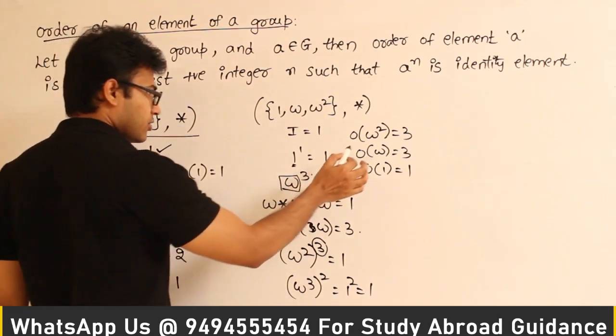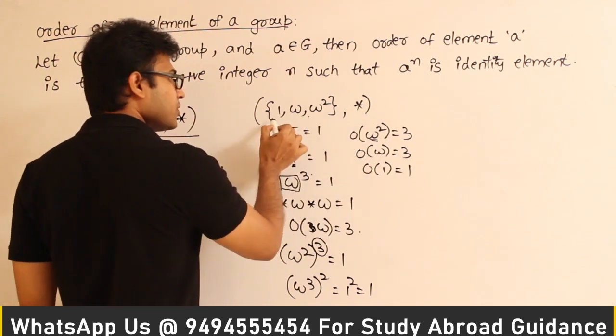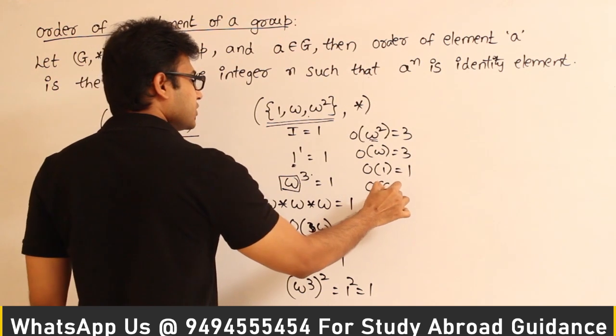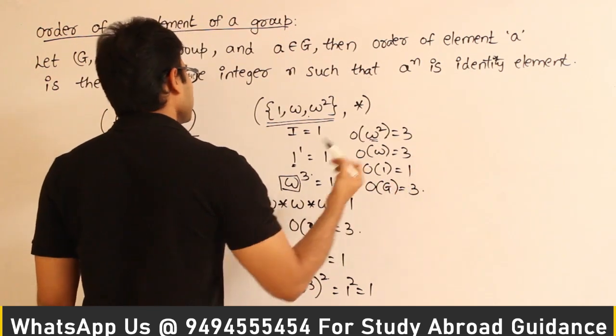So we are talking about the order of the element. Now what is the order of the group? Order of the group is the number of elements present in the group. Now what is the order of G? Order of G in this case is 3, right?